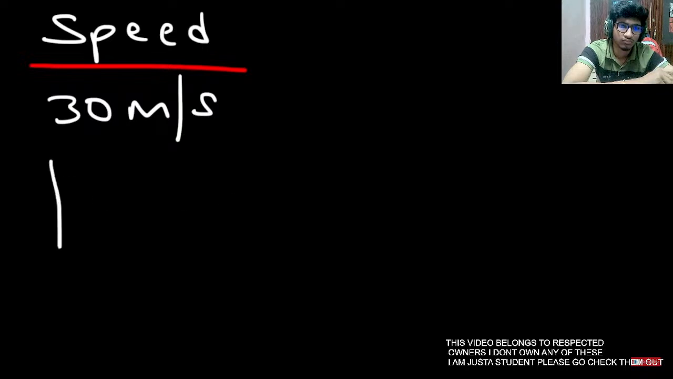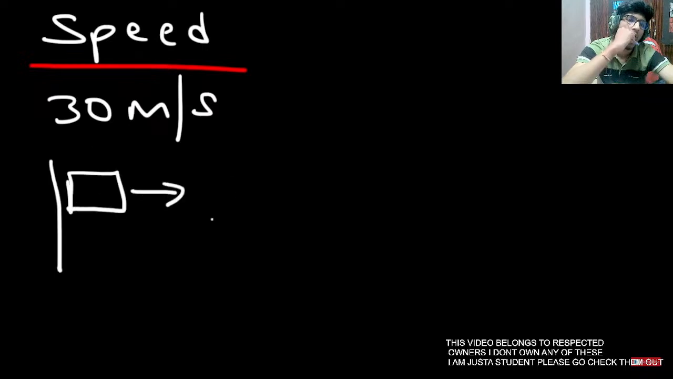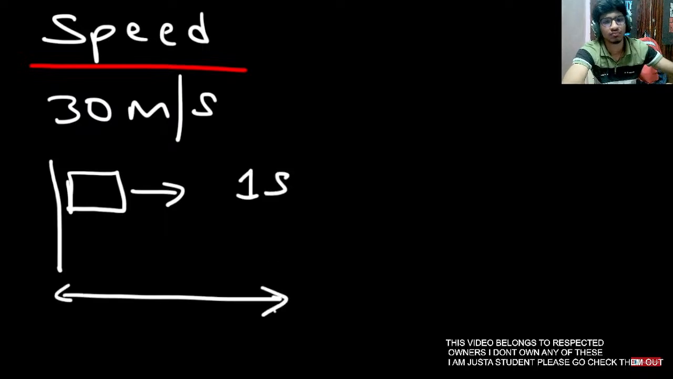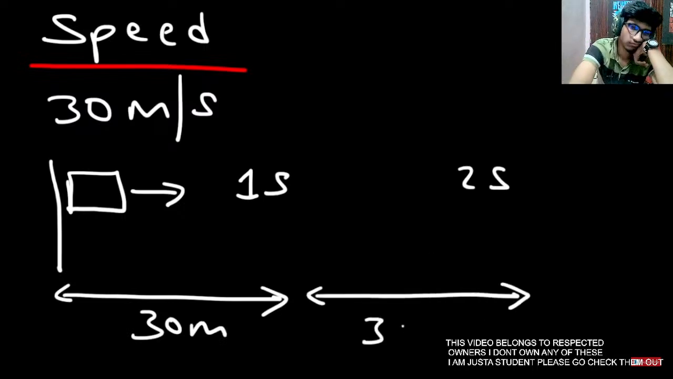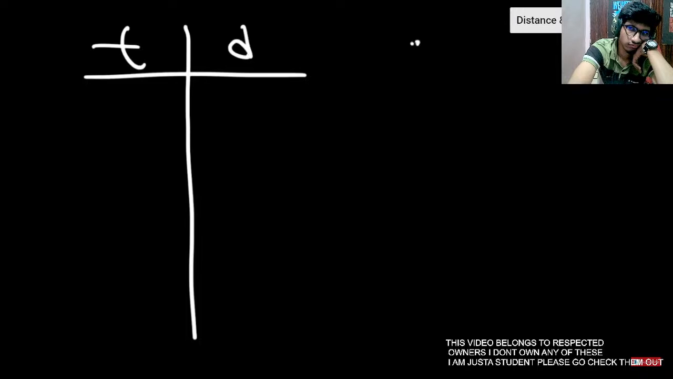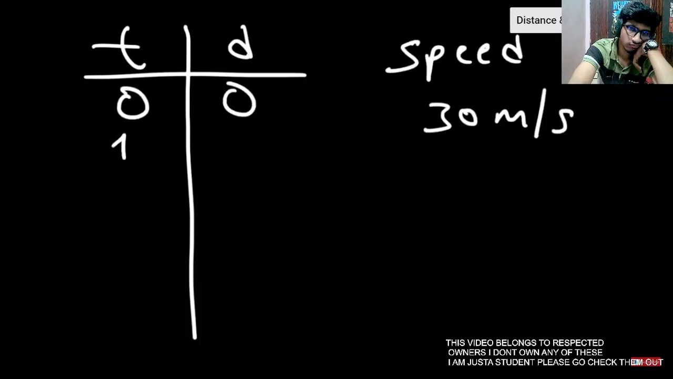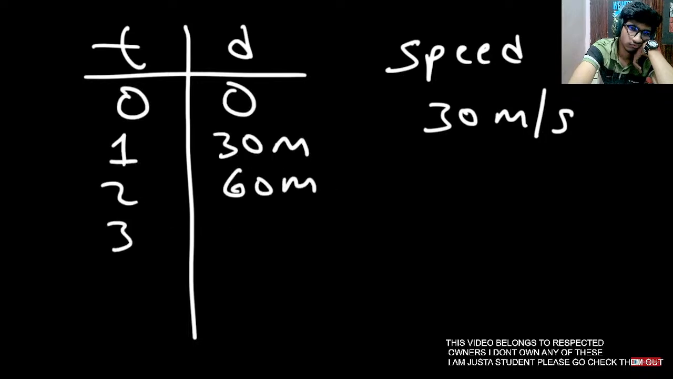So let's say this is the starting line, and I'm going to use a box to represent a car. And the car is moving in this direction with a speed of 30 meters per second. So 1 second later, the car will have traveled a total distance of 30 meters. 2 seconds later, it's going to travel another distance of 30 meters, so for a total distance of 60 meters. So we can make a table. Let's put t for time, d for distance. If the speed is 30 meters per second, then every second, the distance traveled will increase by 30. And so that's what speed tells us.